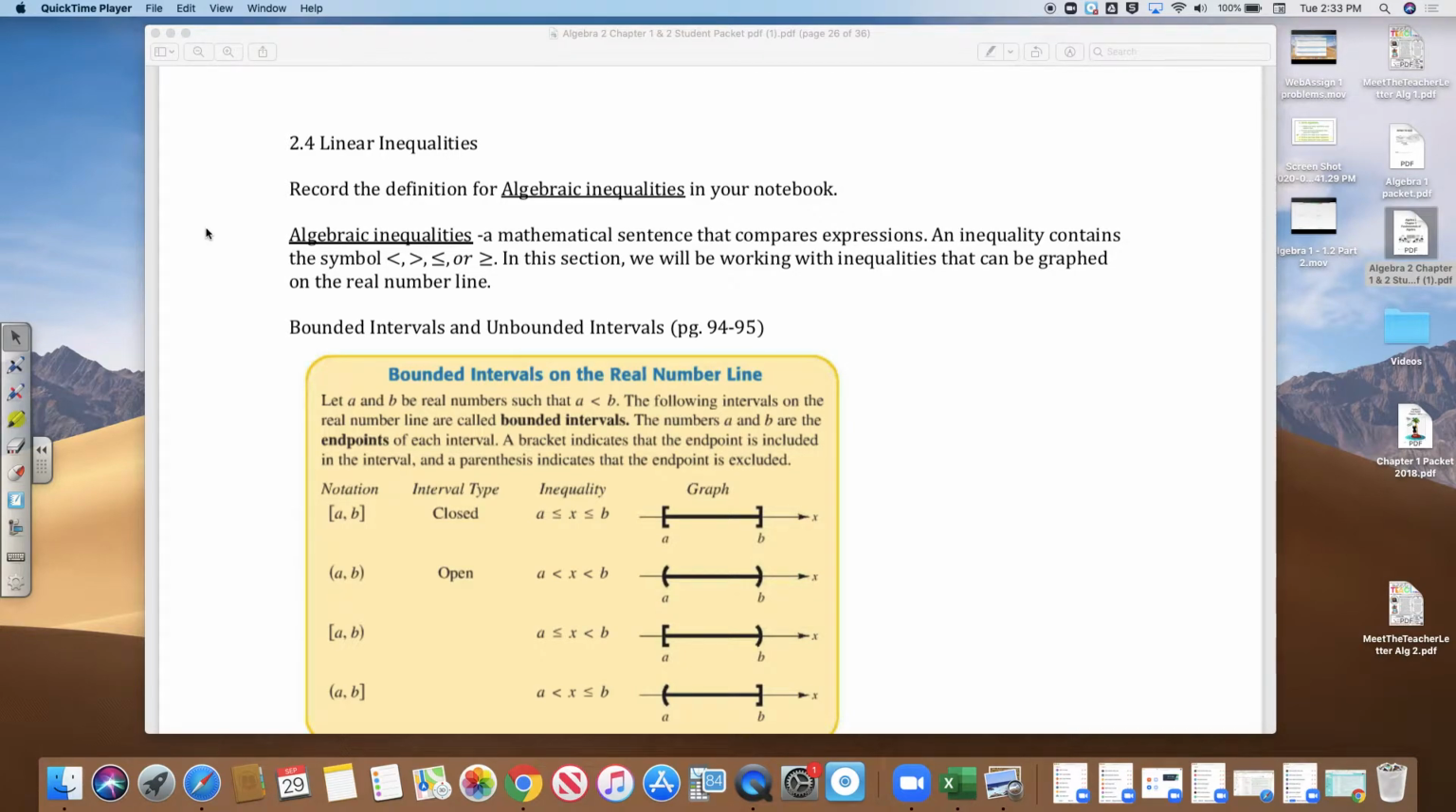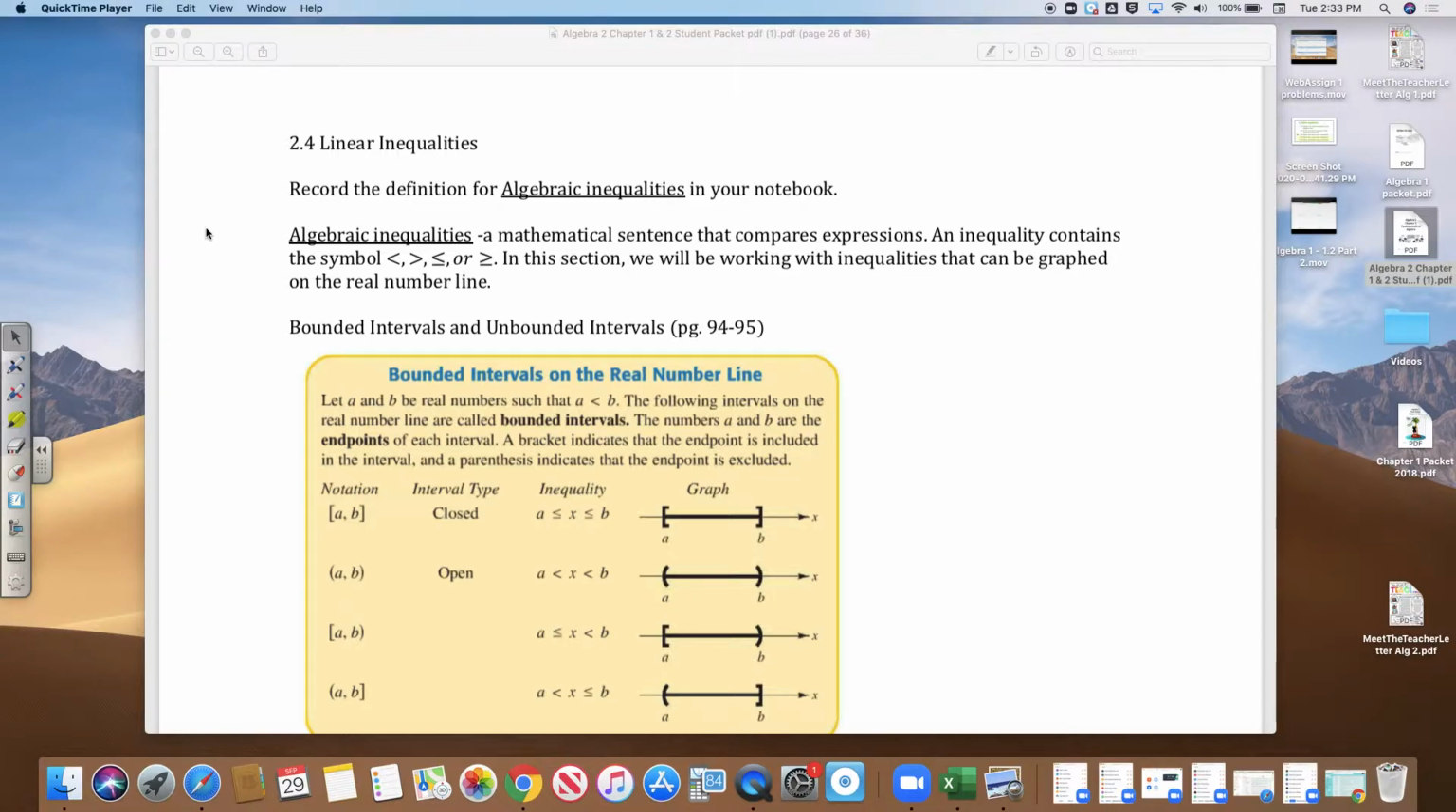Okay, now that we've learned all about 2.2 and 2.3, solving linear equations, let's solve linear inequalities. The biggest difference between equations and inequalities is that inequalities have a symbol that's not an equal sign. An inequality will have either a less than, greater than, less than or equal to, or greater than or equal to symbol.